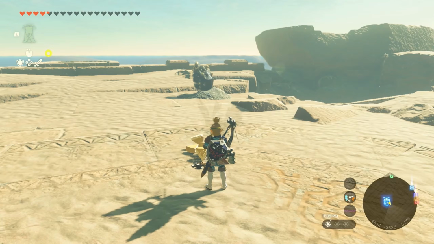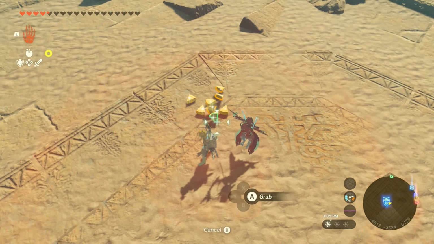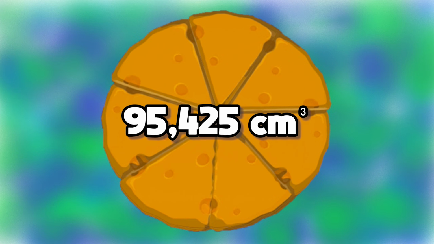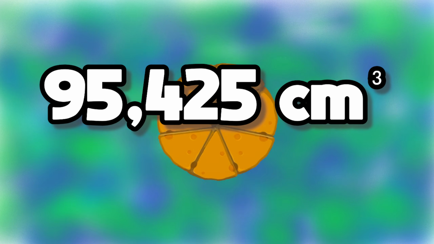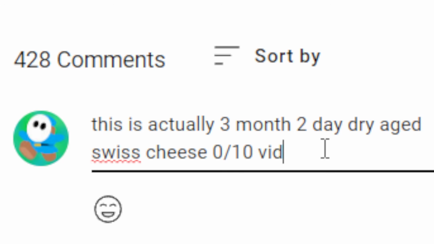Next up, I did the Hateno cheese. I used the exact same method as I did for fresh milk and got 45 centimeters for the inside radius of the cheese wedge and 15 centimeters for the height. I calculated the full wheel of cheese to be 95,425 cubic centimeters. Then, by dividing this by the number of slices per wheel, we get 32,285 cubic centimeters of cheese per wedge. I am guessing that this is cheddar cheese, but if there are any massive cheese nerds watching, please correct me in the comments.